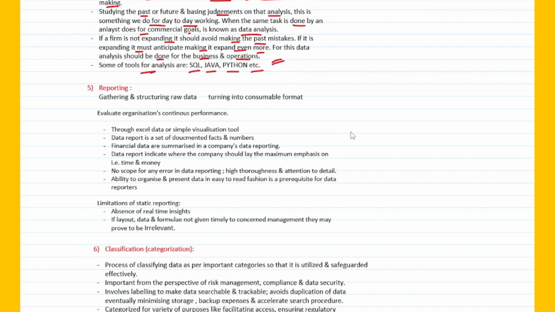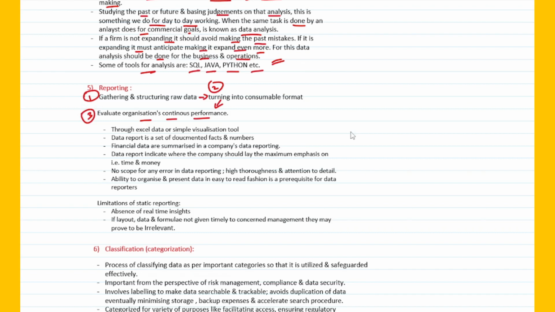So basically you first gather and structure raw data, then you take it into a consumable format. It should be in a readable format, or a format which is very easily accessible by the user. And then finally, you evaluate the organization's continuous performance. So reporting basically includes three tasks. The first one is gathering and structuring raw data. Then you turn it into a consumable format, that means you can read it, or decipher it in a very easy-to-read manner. And finally, it helps you evaluate the organization's continuous performance. So these are the series of events to be followed in reporting.